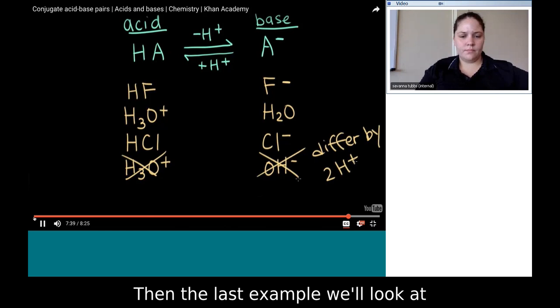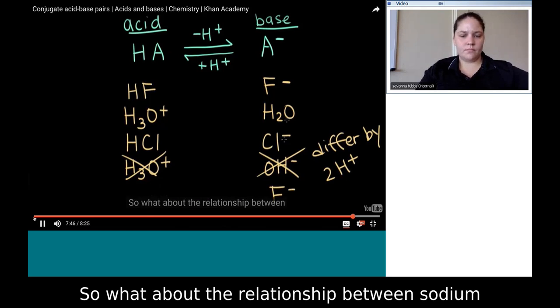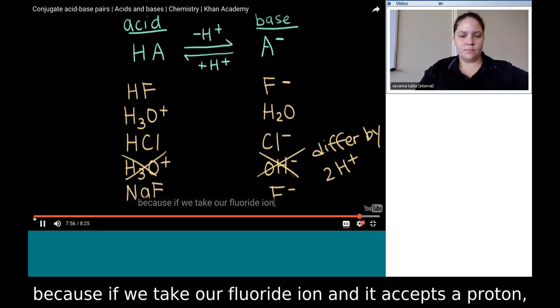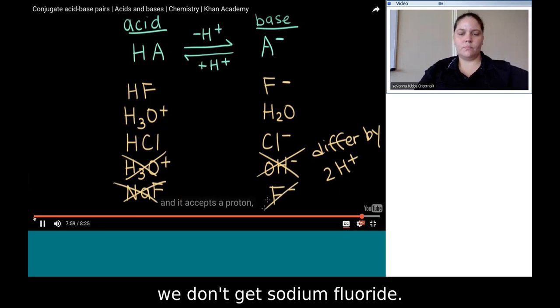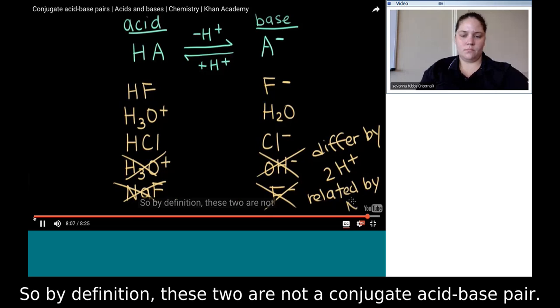And then the last example we'll look at is, we said that fluoride is a conjugate base of HF. So what about the relationship between sodium fluoride and fluoride? These two are also not a conjugate base pair, because if we take our fluoride ion and it accepts a proton, we don't get sodium fluoride. They are related by a sodium ion. So by definition, these two are not a conjugate acid-base pair.